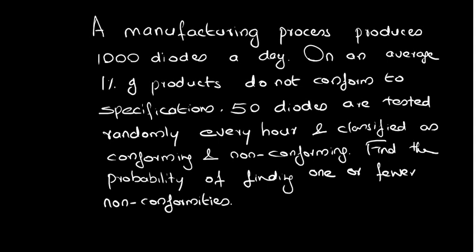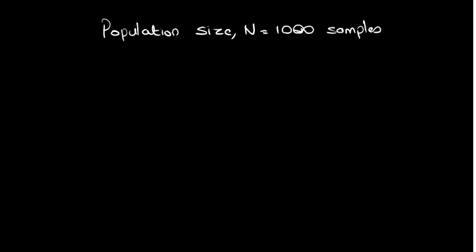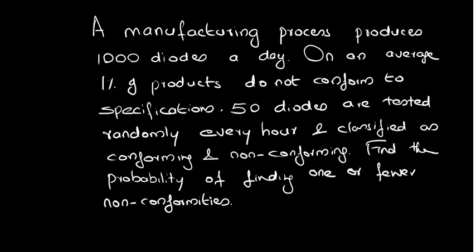Okay, so that is the problem. We will read this problem very carefully. It's a manufacturing process which produces 1,000 diodes. So your population size is 1,000. So 1,000 samples are produced in a day. On an average, 1% of these products do not conform to specifications.